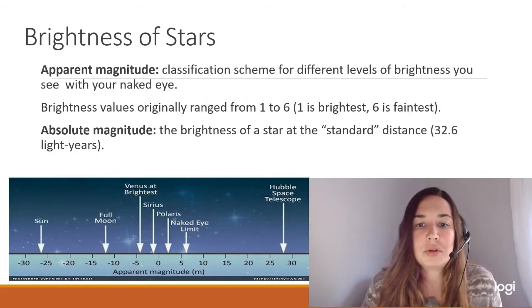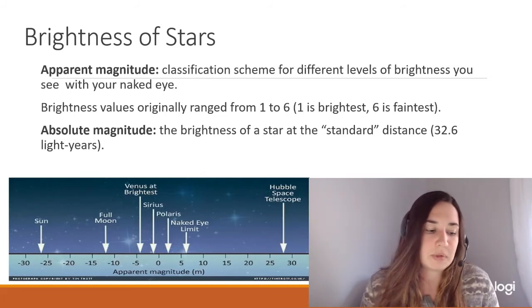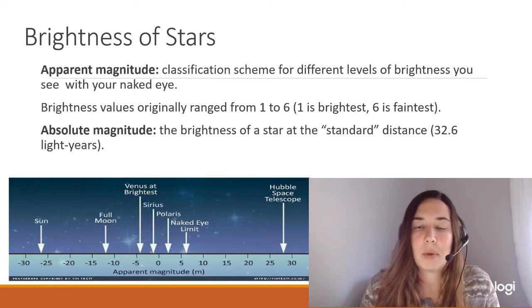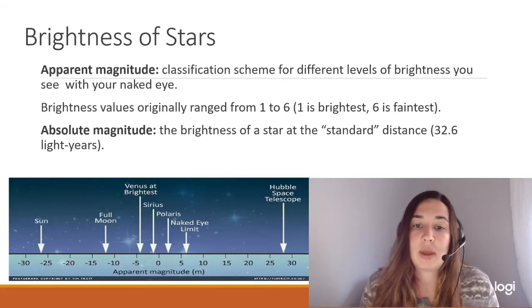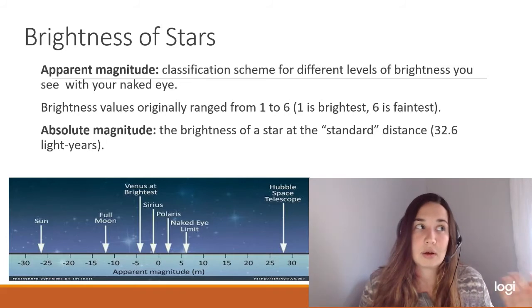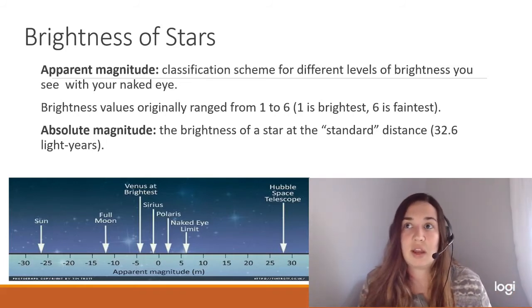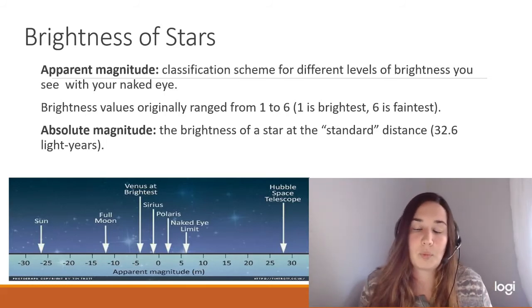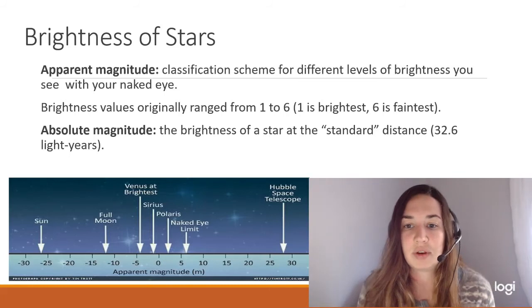So we measure the brightness of stars in a few different ways. We have a couple terms here. The first term I want to talk about is our apparent magnitude. This is the classification scheme that we have for different levels of brightness that you can see in our stars with your naked eye. So this is just the classification scheme, I guess, that we're using to judge the different levels of brightness.